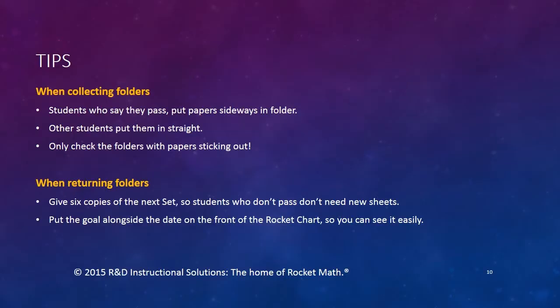Tips. Here are some tips when you are collecting folders after the daily 1-minute test. 1. Students who say they pass should put papers sideways in the folder, while the other students put them in straight. 2. You only need to check the folders with papers sticking out. Here are some tips when returning folders. 1. Give 6 copies of the next set to each student, so those who don't pass don't need new sheets. 2. Write their goal alongside the date on the front of the rocket chart, so you and they can see it easily.